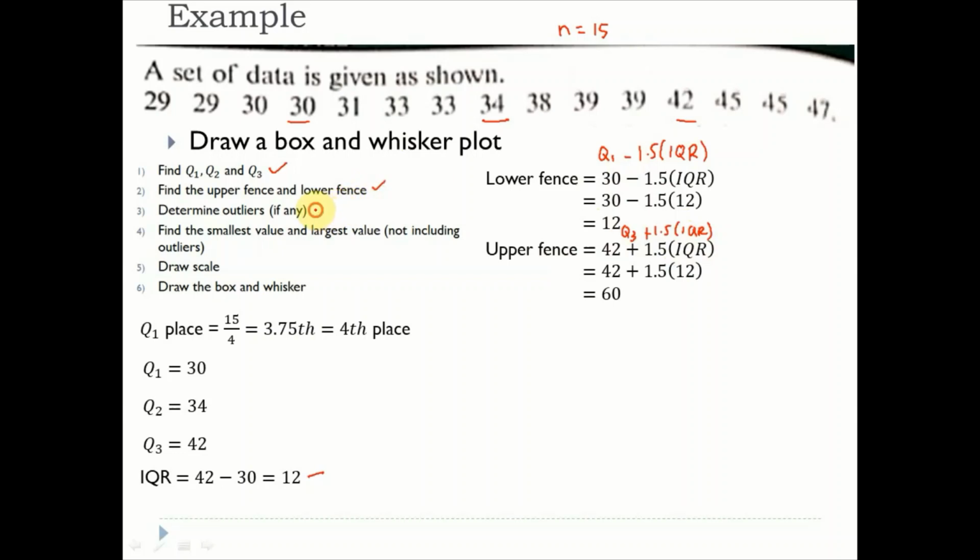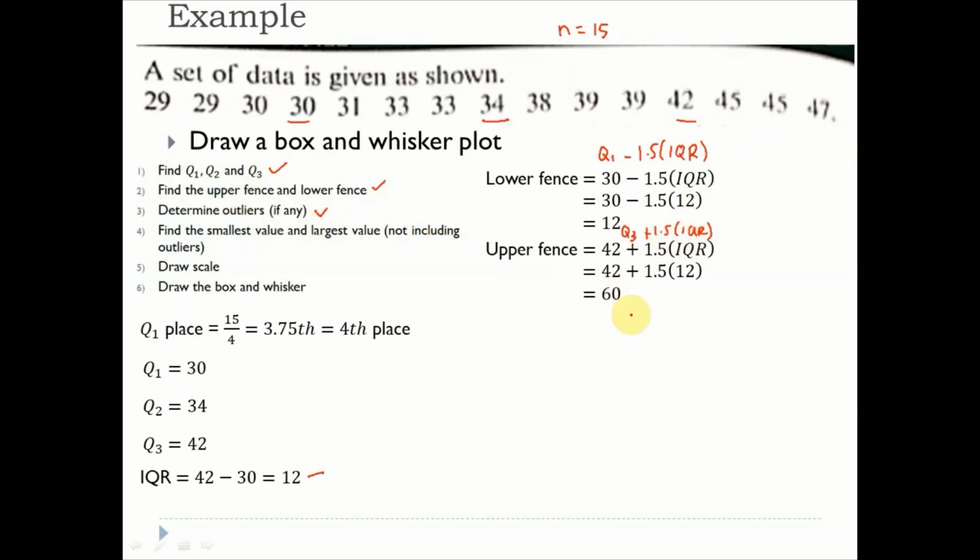Next step, determine outliers, if any. What does it mean by outliers? Outliers are any numbers in the set of data that lie below the lower fence or above the upper fence. Our lower fence is 12 and the lowest value in our data is 29. Therefore, there isn't a number that lies below the lower fence. There is nothing less than 12. Everything is bigger than 12. So, no outliers on the left side.